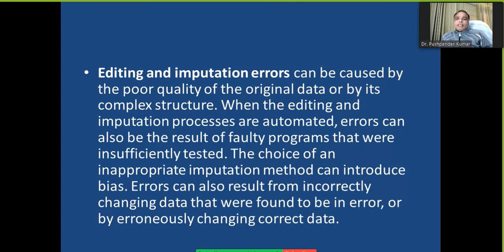Then we have editing and imputation error. This can be caused by the poor quality of the original data or by its complex structure. When the editing and imputation processes are automated, errors can also be the result of faulty programs that were insufficiently tested. The choice of an inappropriate imputation method can introduce bias. Errors can also result from incorrectly changing data that were found to be in error, or by erroneously changing correct data.